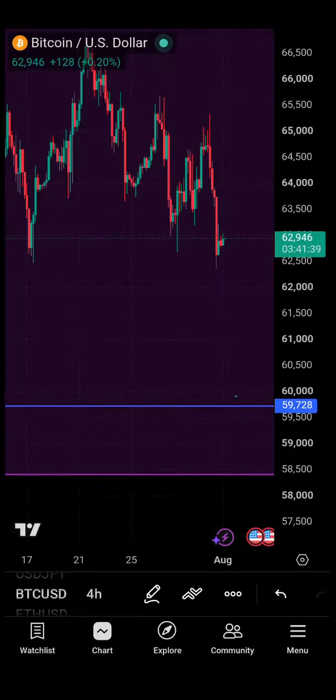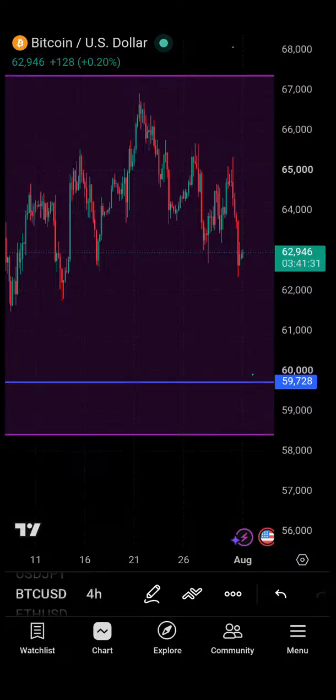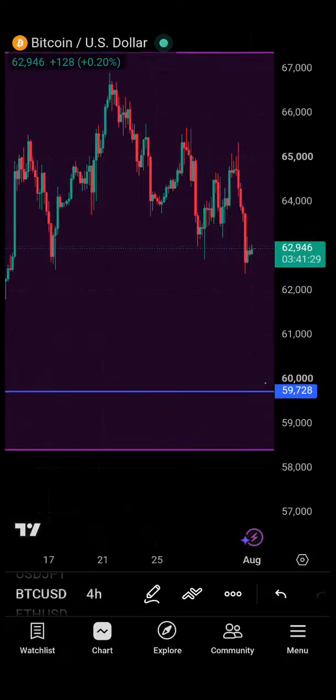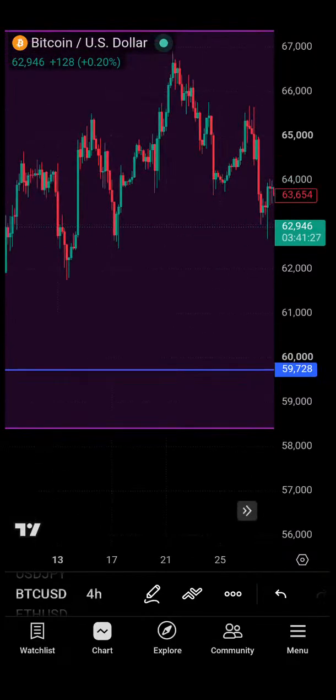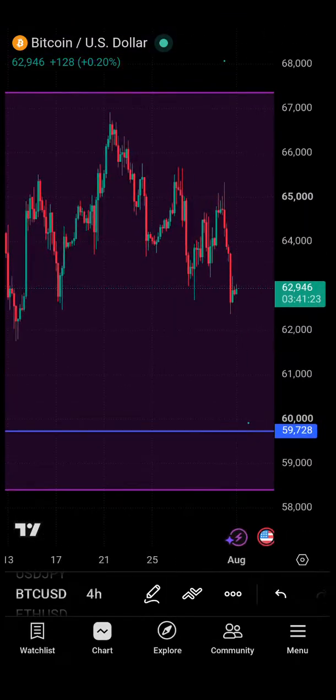Okay. Now we are on the 4 hour time frame. We are on the 4 hour time frame, and looking at the 4 hour time frame. Still, the market is consolidating. There is no clear direction.